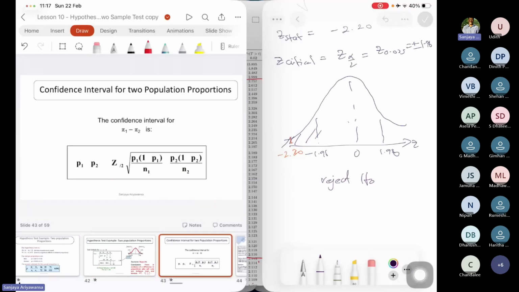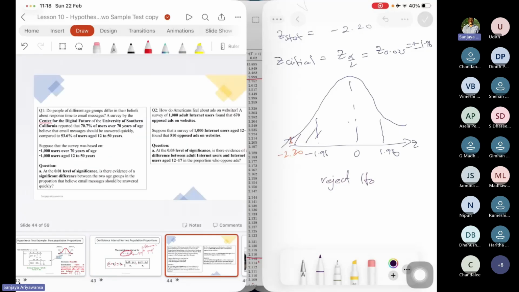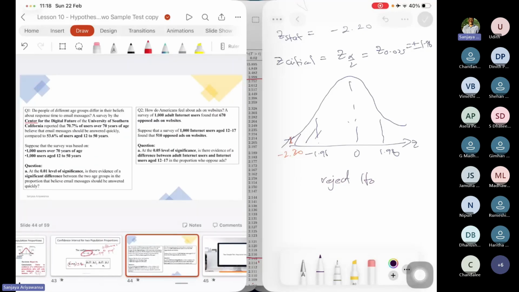And then the confidence interval is basically P1 minus P2 plus or minus Z alpha over 2 times the square root of P1 times 1 minus P1 over N1 plus P2 times 1 minus P2 over N2. This is the confidence interval for the difference in population proportion, right? I have given a couple more examples over here, so what you can do is try those out.